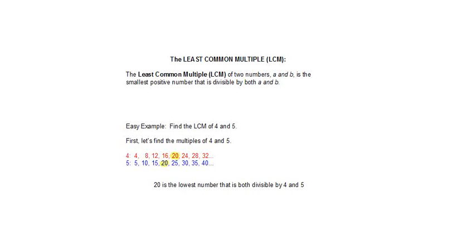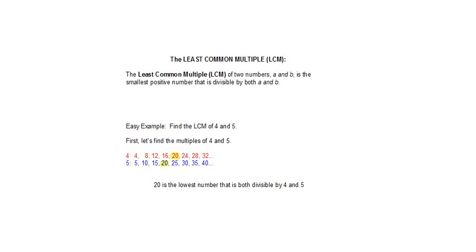Hello and welcome to the video on section 3.3 on finding the least common multiple. The least common multiple of two numbers a and b is defined as the smallest positive number that is divisible by both a and b. So let's look at an easy example.